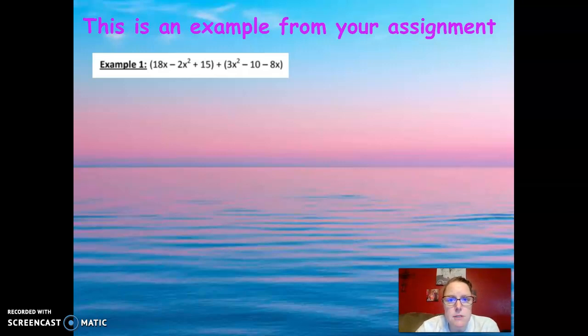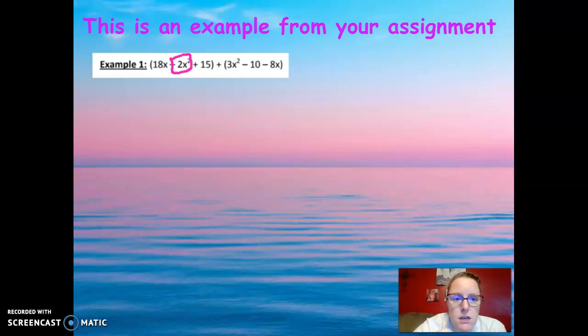This example is from your assignment that's posted in Google Classroom, so you can either print it out, or if you're capable, you can do the assignment directly on your computer screen and resubmit it that way. If you recall, when we are adding and subtracting polynomials, we first have to look at the symbol in the middle of the 2 polynomials, which in this case is a plus sign. So we don't actually have to change anything about how we simplify. Now we just have to focus on combining like terms.